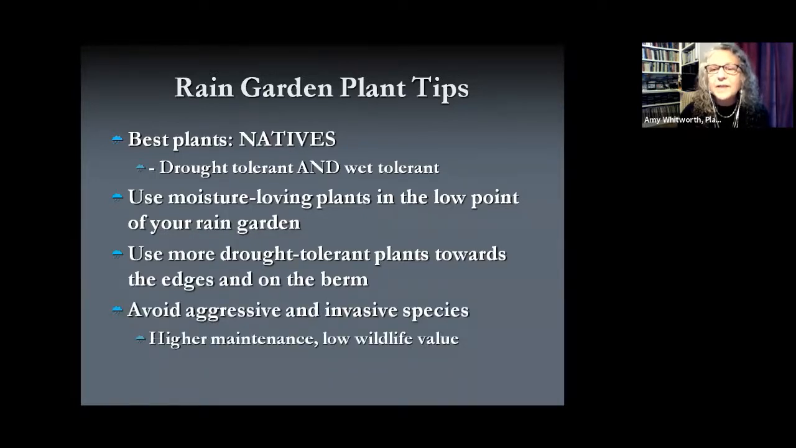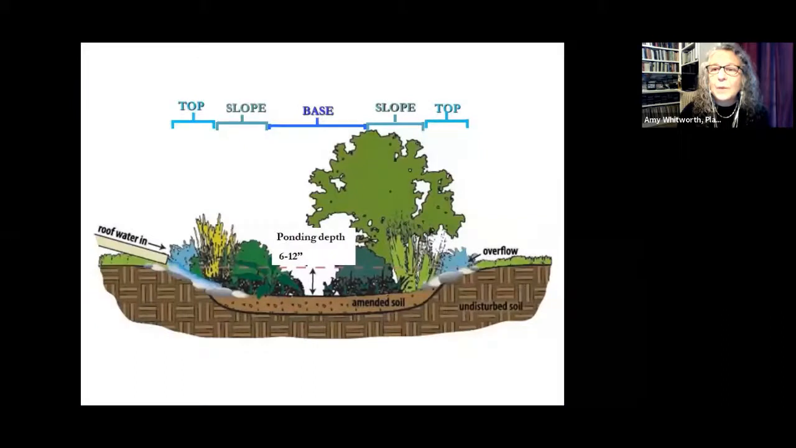Also avoid aggressive and invasive species when planting in your rain garden, because they're higher maintenance and have lower wildlife value, and you might be tempted to use herbicides to control it if it's too aggressive a species. We don't want that. So here's a photo again of the top, the slope, and the base of the rain garden. Those would be the areas that we're talking about for planting different types of plants.